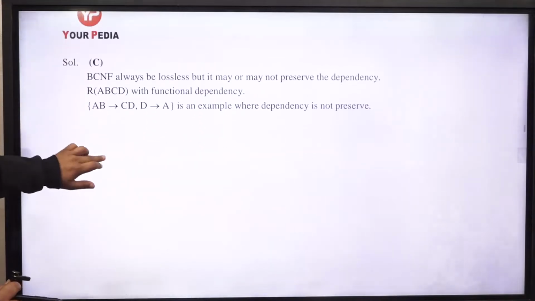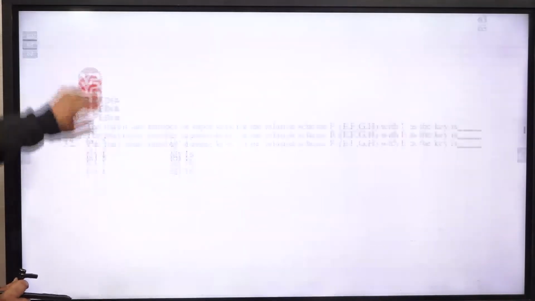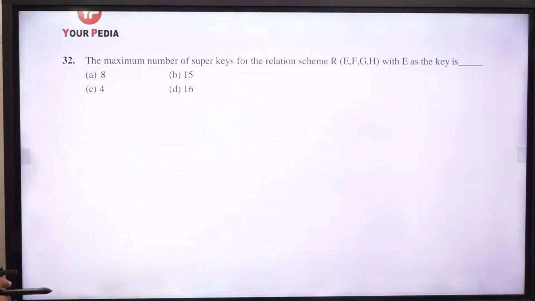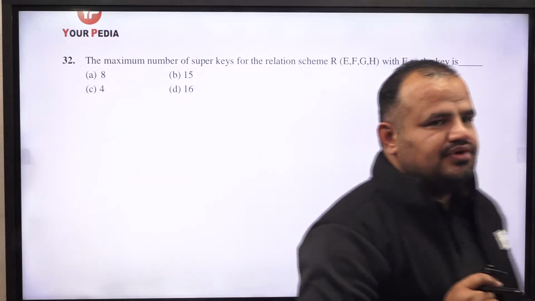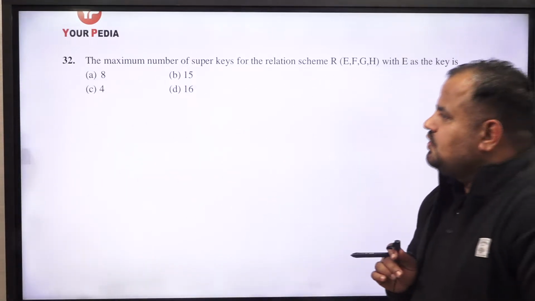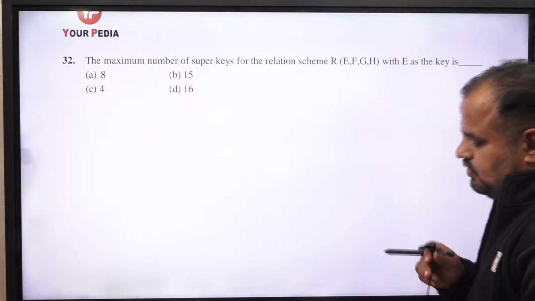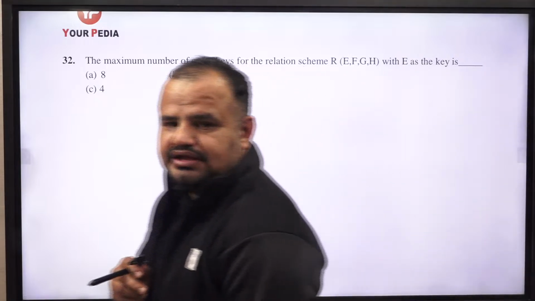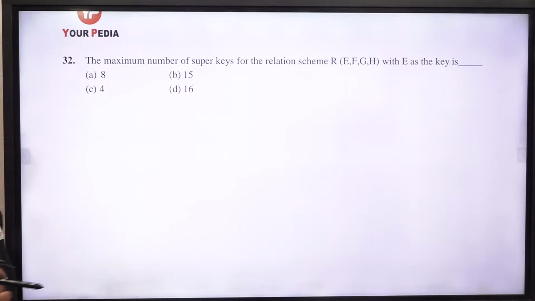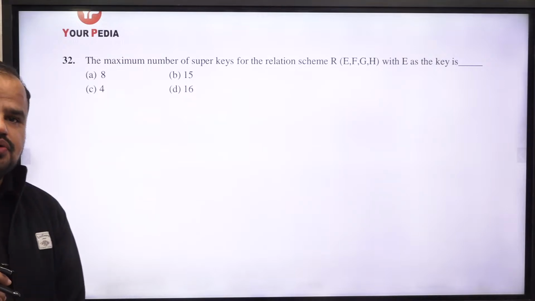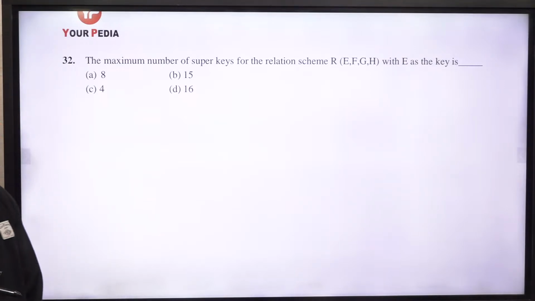Next, tell me: see the maximum number of super keys for a relation R where E is the candidate key given to you. Now tell me, what is the total number or the maximum number of super keys possible? Yes, my dear students, total number of super keys possible. We already covered this type of problem in our module, so you know how to find the total number of super keys.